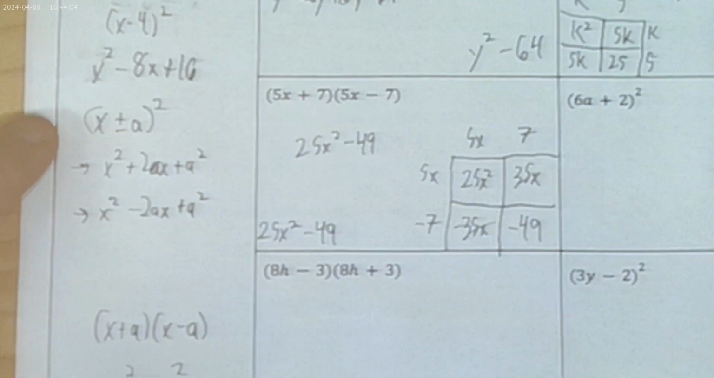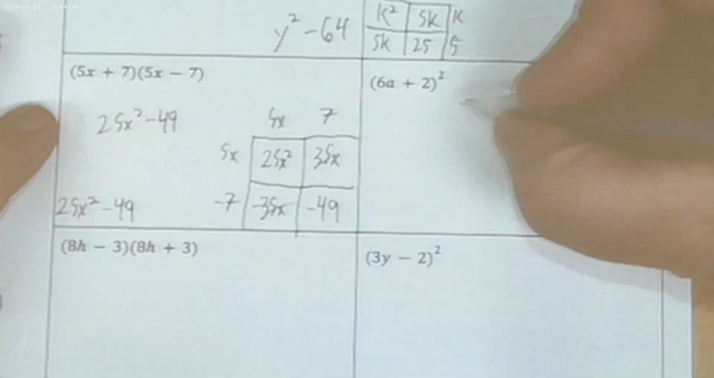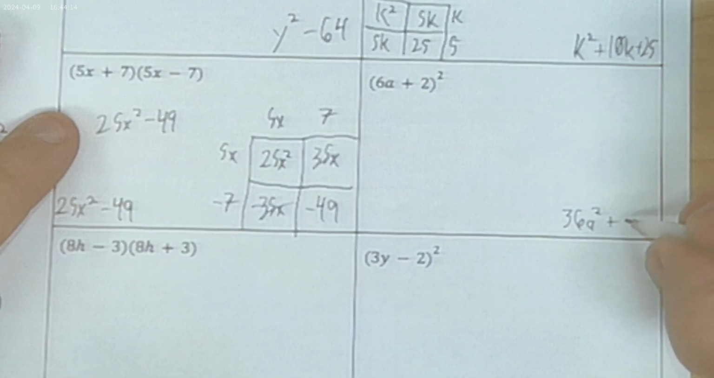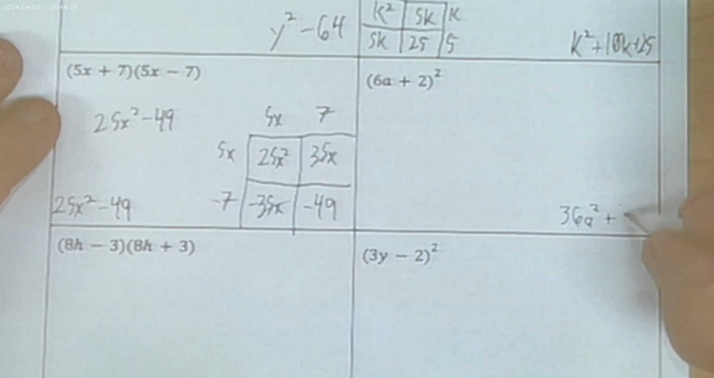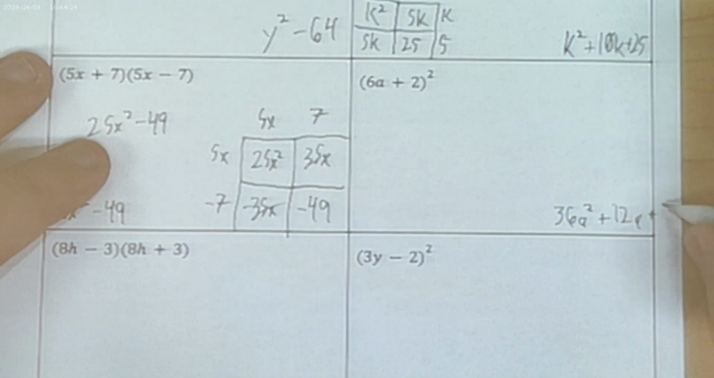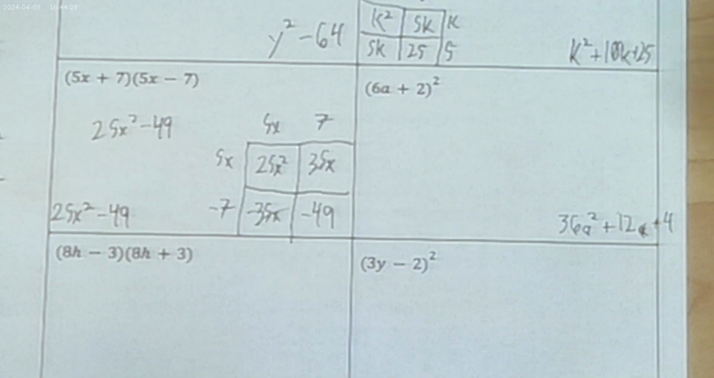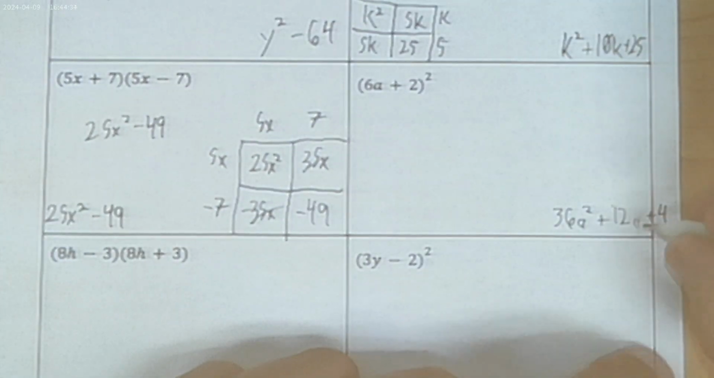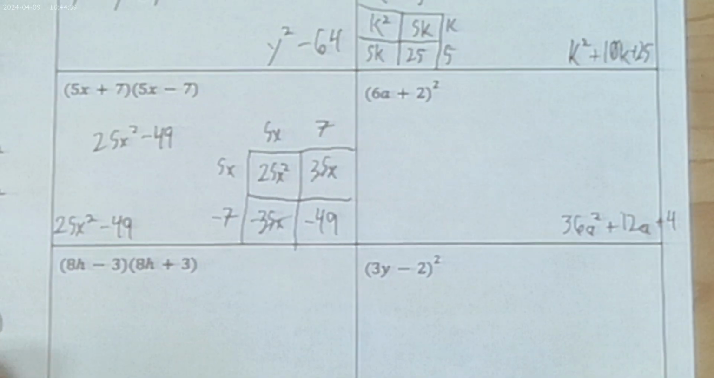We're pretty good there. Okay, so we've got a perfect square here, so that's 36a squared plus 2ax, so it's plus 12a plus 4, yeah, plus 12a plus 4. I think that's worked. So we'll do the FOIL method.